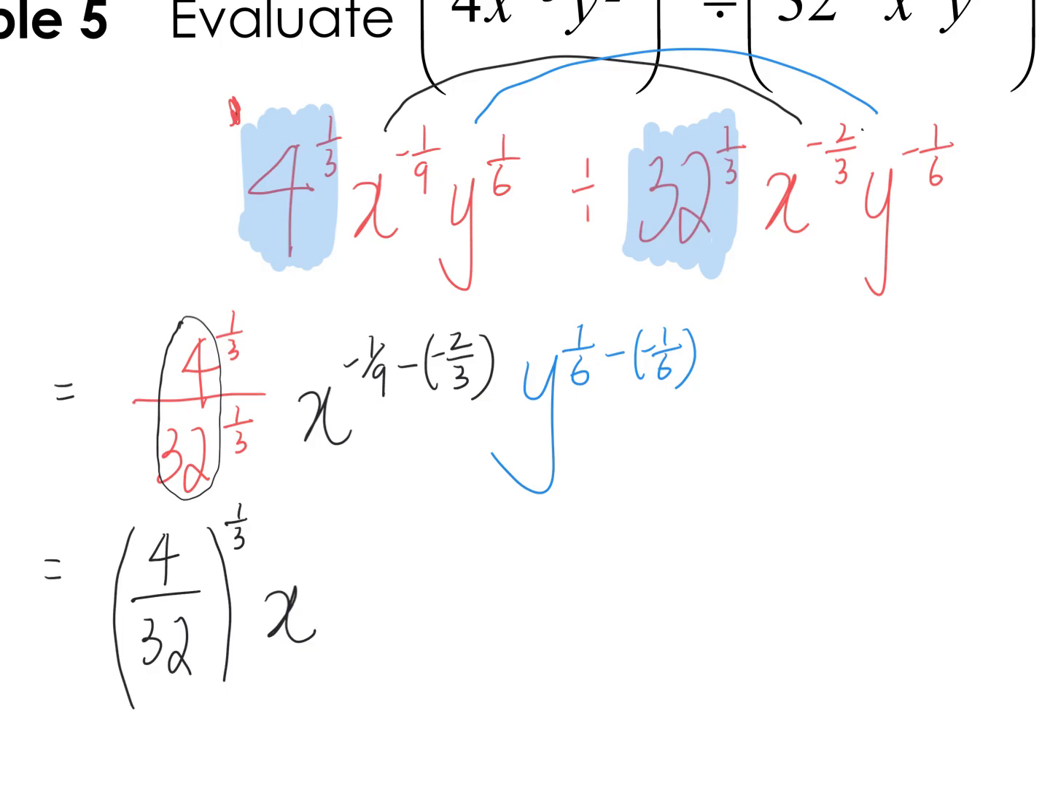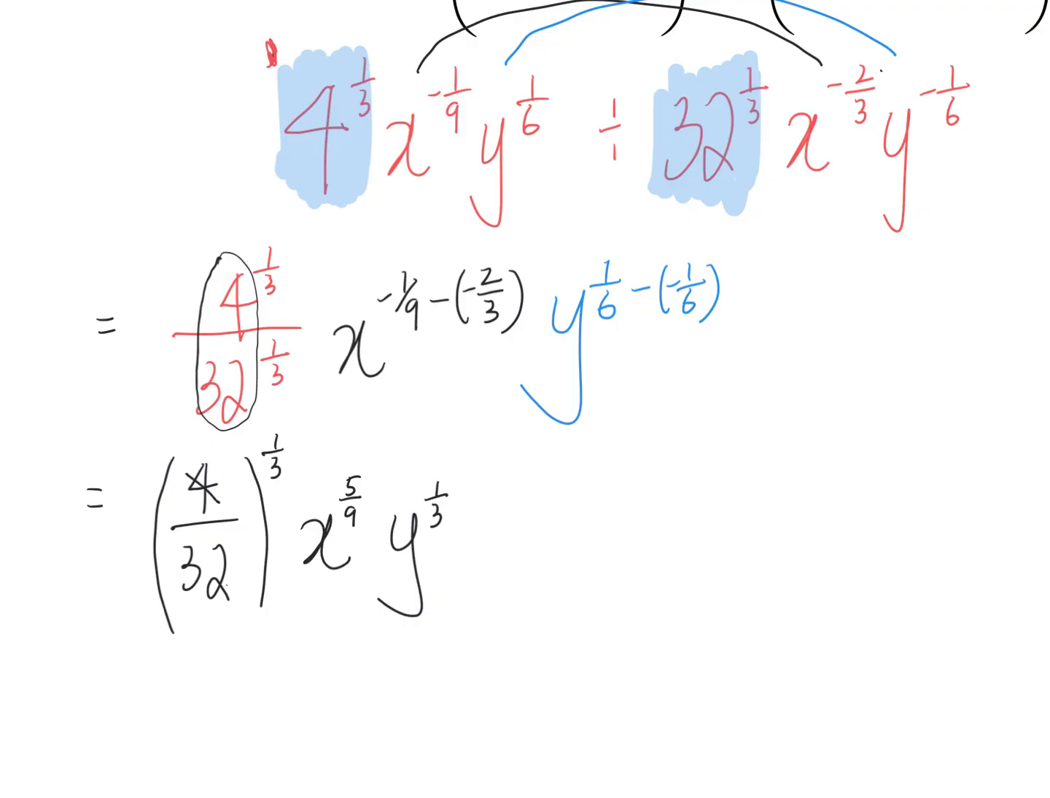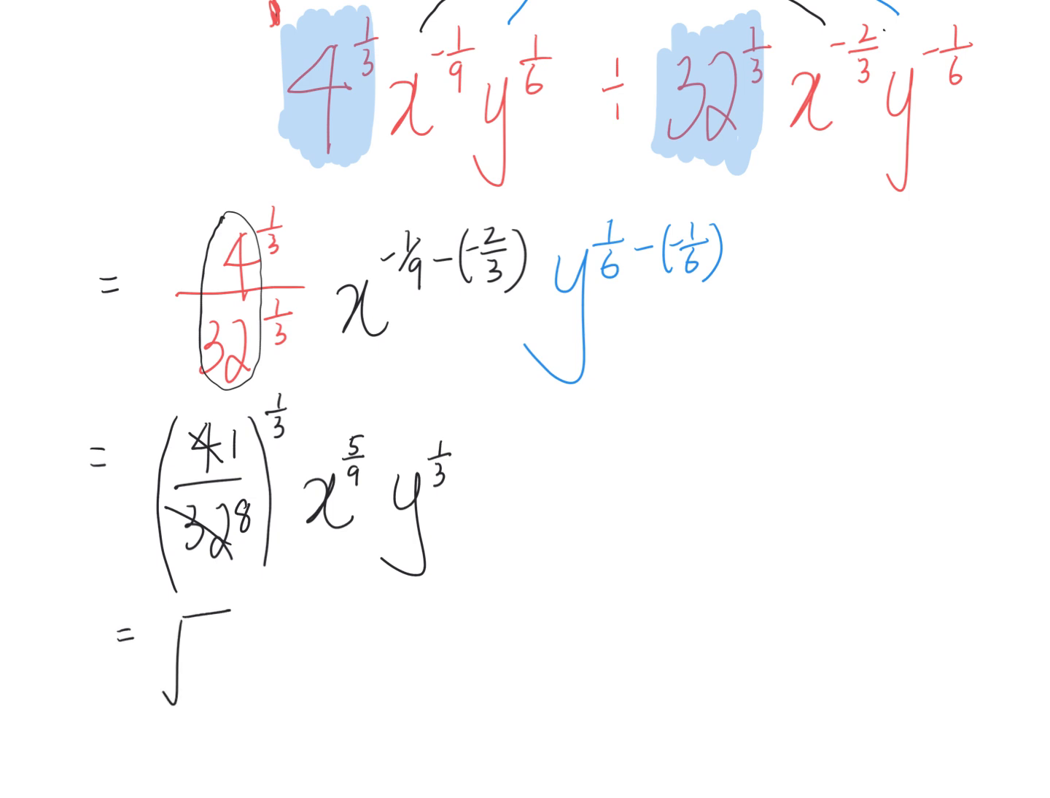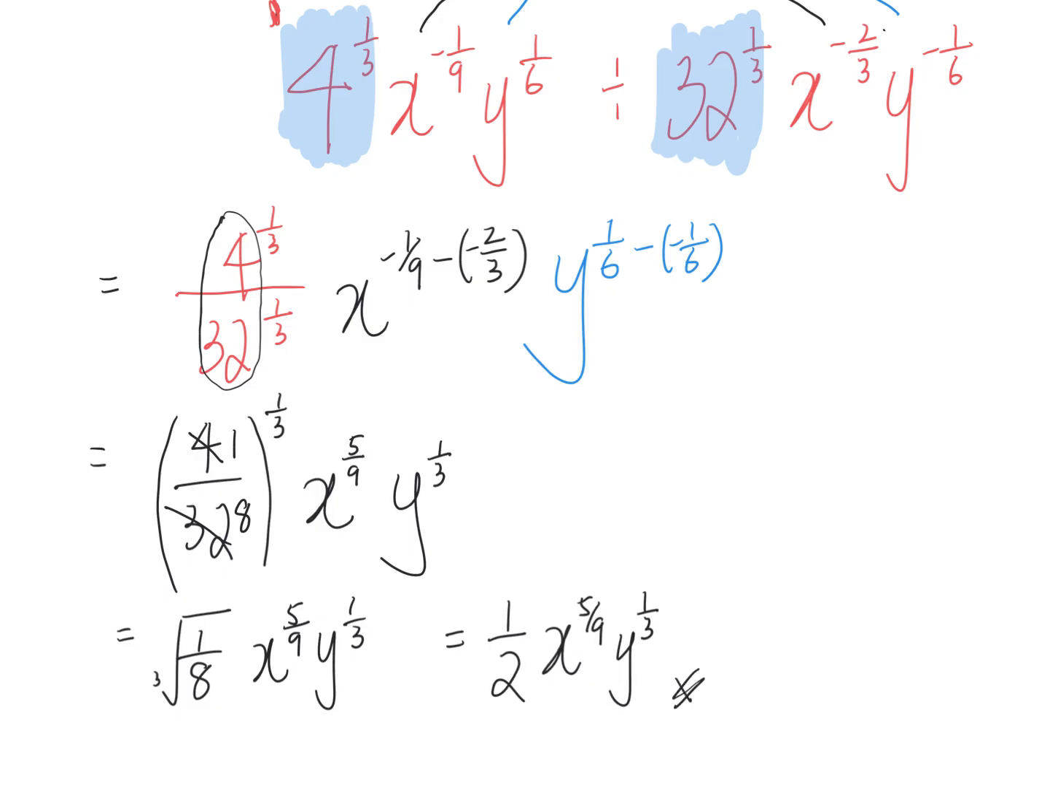Okay, I better erase. Okay, and then y, it's 1/3. So everything looks nice already. All I have to do is to simplify this. Okay, 1/8. If I cube root it, you use your calculator and cube root it, what do you get? What is the cube root of 1/8? Do you get half? Then the answer is just half, x to the power of 5/9, y to the power of 1/3. That's all.